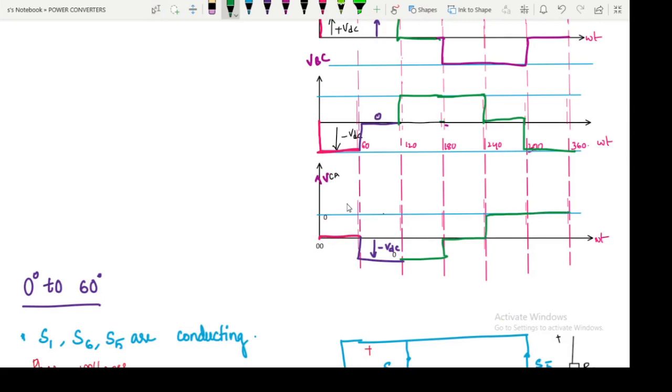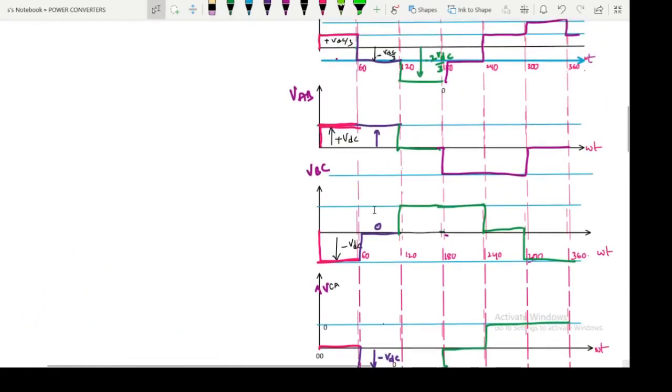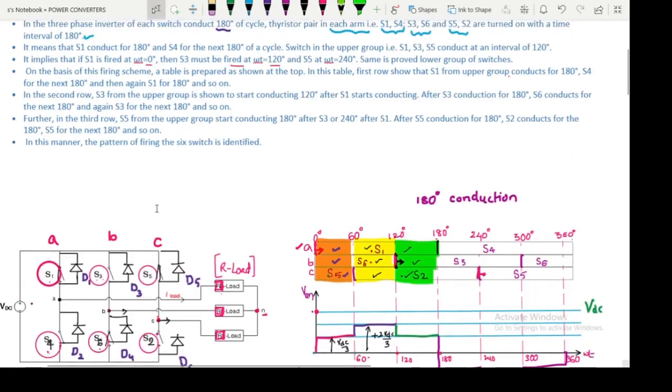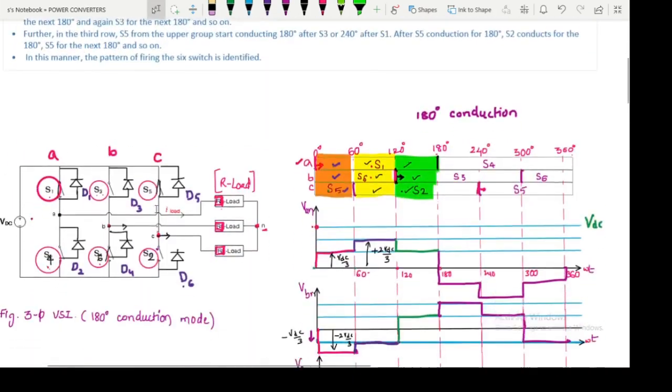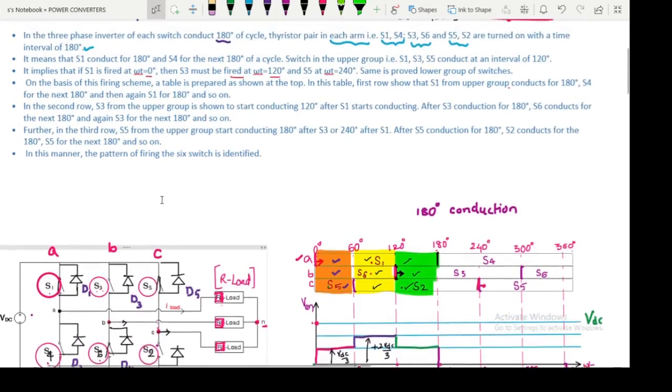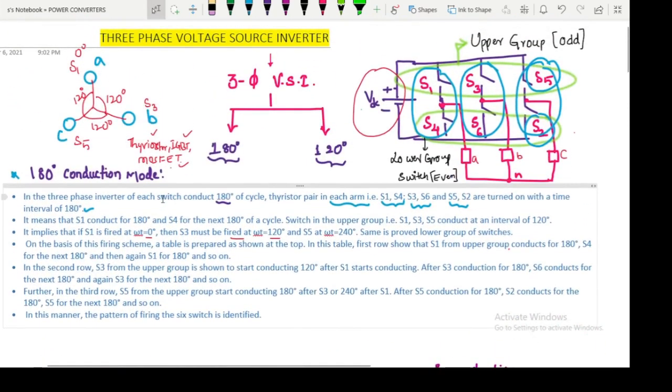So these are the output waveforms of the 180 degrees conduction mode, voltage source mode. Here you can see we are getting 3 voltages which are time displaced by 120 degrees. That means we have obtained a 3 phase output voltage from a DC source using our 3 phase voltage source inverter. Okay, so this is about the 3 phase voltage source inverter for 180 degrees conduction mode. In the next class, we will be discussing the 120 degrees conduction mode. Okay, thank you.